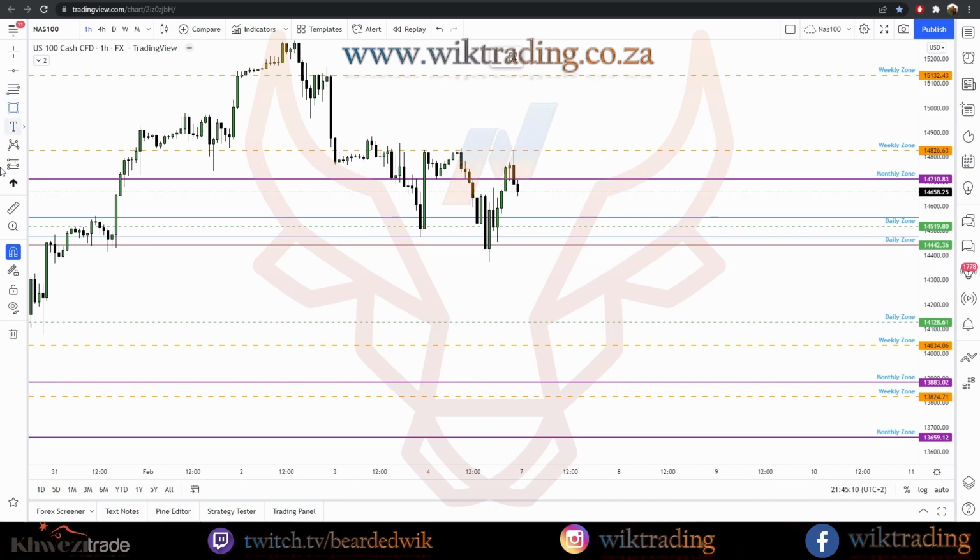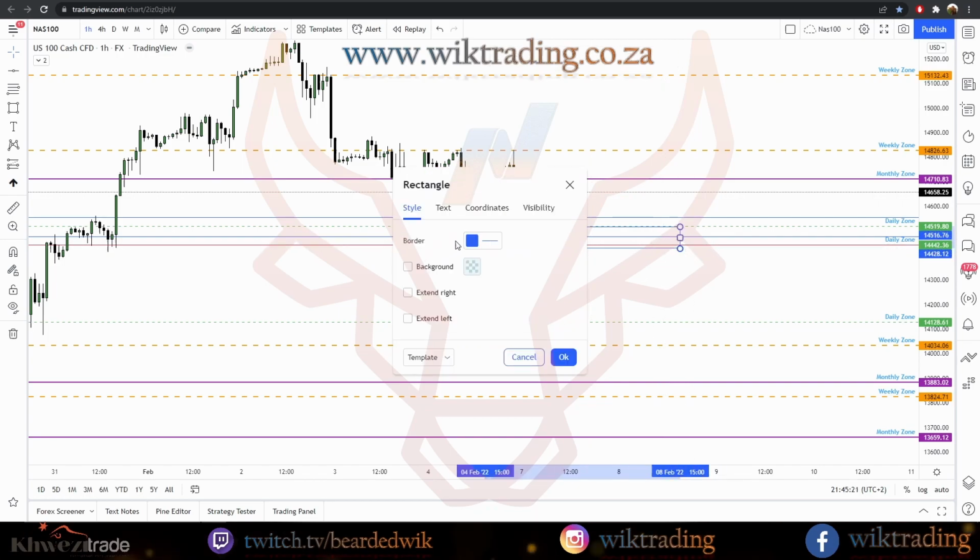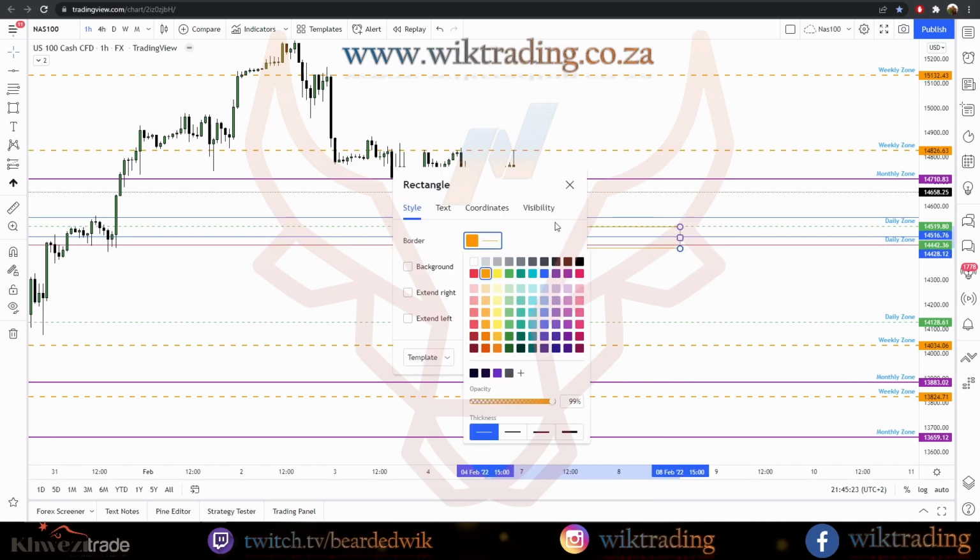Having a look, just take the magnet off quickly. So anywhere between this zone here is where I would like to get into more buys at this stage. So let's see what the market holds for us this week. It's going to be another interesting week.